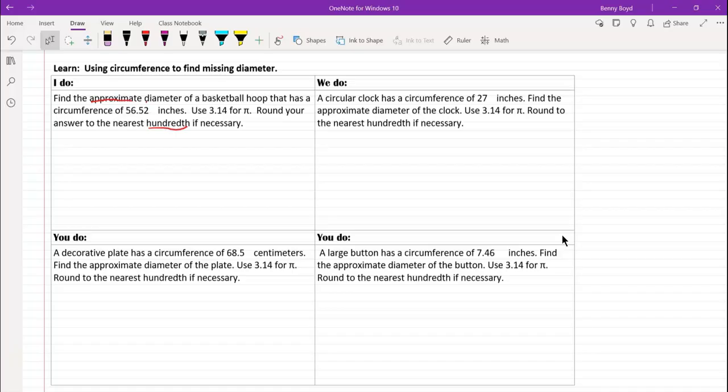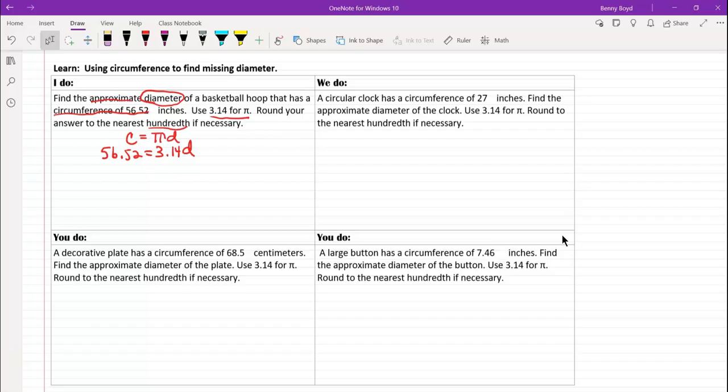Since we're asked to find the diameter, we are going to use the formula with diameter in it. So C equals pi times the diameter. Let's substitute what we know. We know that the circumference is 56.52, so we'll substitute 56.52 for C. We know that they want us to use 3.14 for pi, so we'll replace pi with that. And we'll leave the D alone because we are solving for the diameter.